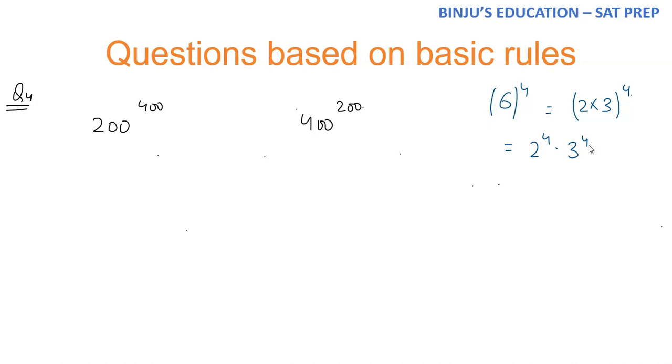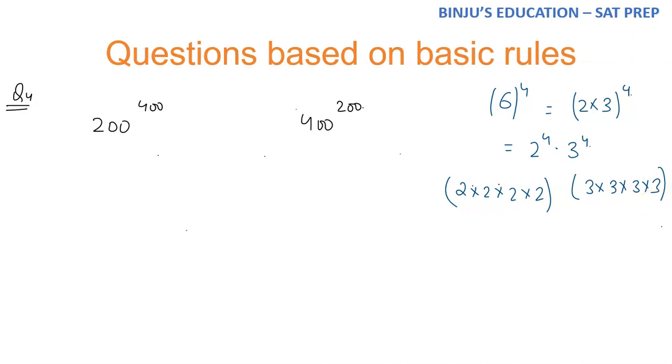Now what does 2 to the power 4 mean? 2 to the power 4 basically means you're going to multiply 2 four times. What does 3 to the power 4 mean? You're going to multiply 3 four times. I have 4 2's, I have 4 3's. If I multiply a 2 with 3, I'm going to get 6, right? So if I multiply 4 2's with 4 3's, I'm going to get 4 6's. So that's 6 to the power 4. So it's one and the same thing.